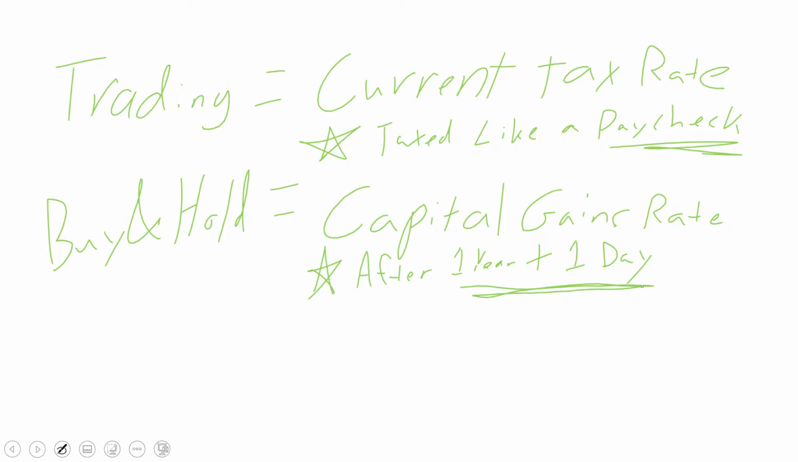So the capital gains tax rate changes after 1 year and 1 day, and it's a lower rate. I think it's like 15 or 20%, and it's fixed no matter how much money it is.